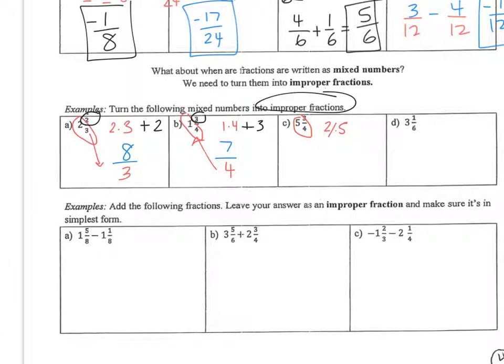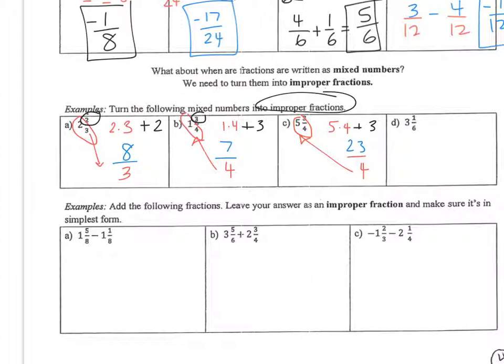Oops, I'm going to erase that. I wrote, it looked like a 2. So 5 times 4, then plus the numerator, which is a 3. So 5 times 4 is 20. 20 plus 3 is 23. And then you keep the denominator the same right here.